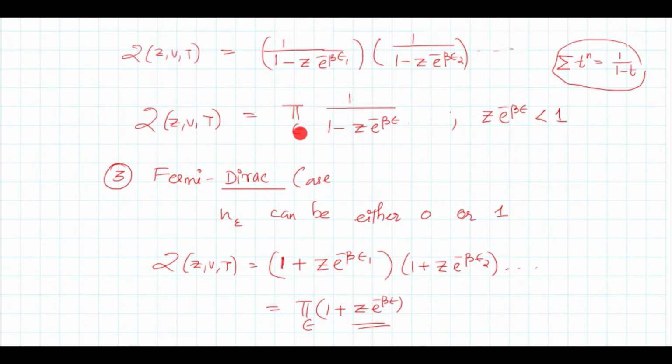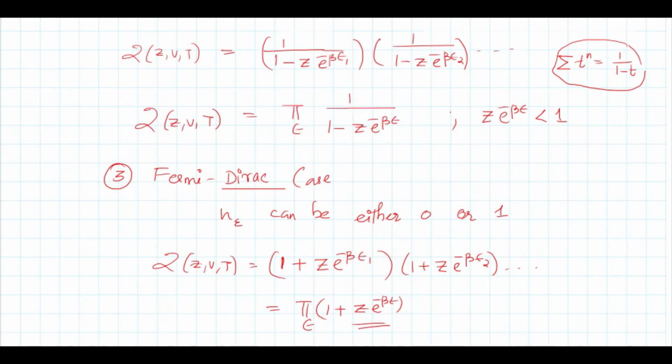This product runs over all the single particle energy states. And the condition is for all single particle energies, z e raised to minus beta epsilon should be less than 1. For all epsilon values, z e raised to minus beta epsilon should be less than 1. Then only this equation is correct. And this is the grand partition function in the case of Bose-Einstein.